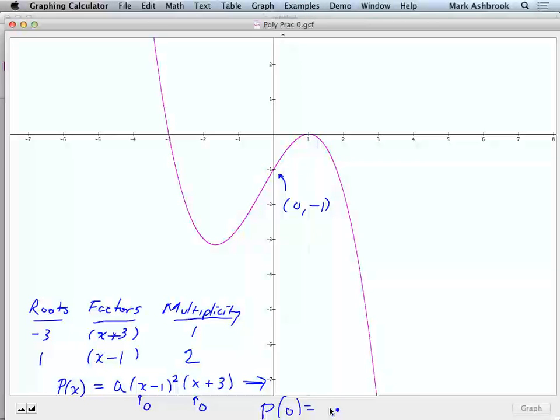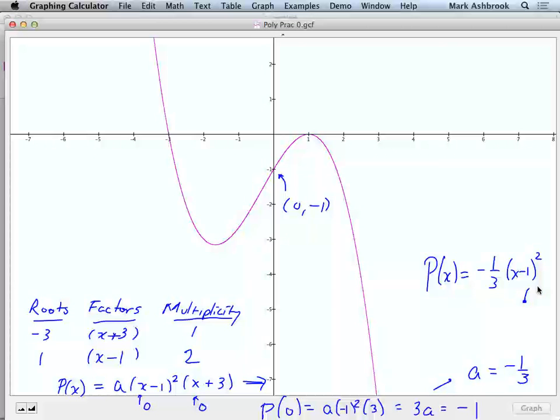So right now, P of 0 is A times -1 squared times 3, which equals 3A. So if we didn't have anything for the A there, our output would be 3. We need the output to be -1. So what value of A will make the output -1? Just solve this for A: -1/3. Okay, so now we have it. This polynomial is -1/3 (x - 1) squared (x + 3).